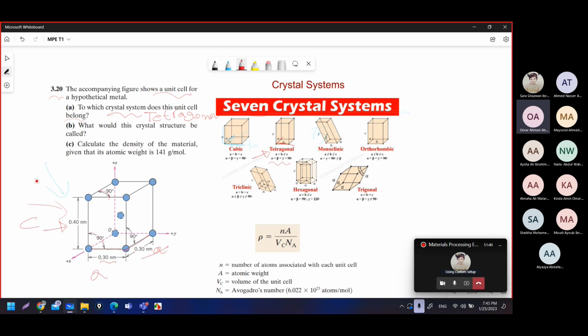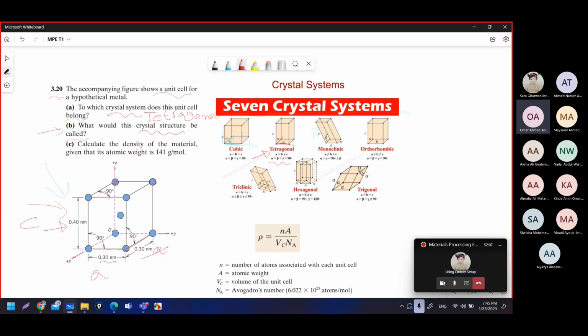Okay, so we decided the crystal system based on only the length and the angles of the unit cell. For part B, he asked what would this crystal structure be called. When we talked about the crystal structure in the previous systems, we said BCC, FCC, how the atoms are arranged. Here, where are the atoms?